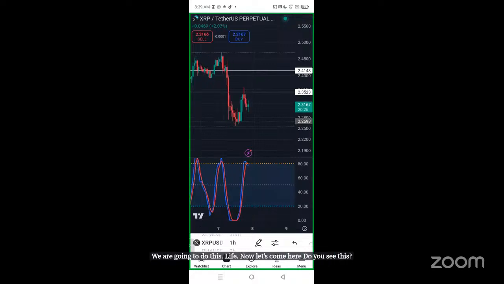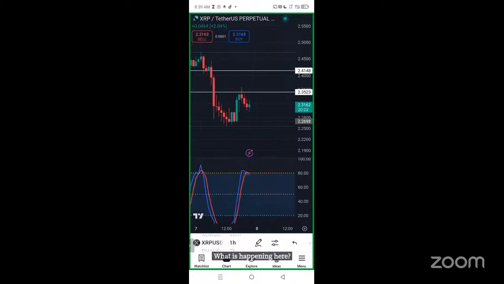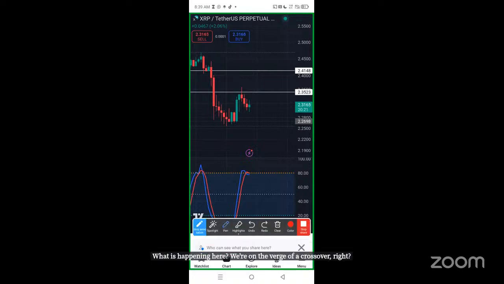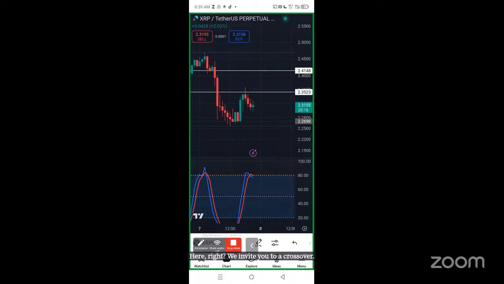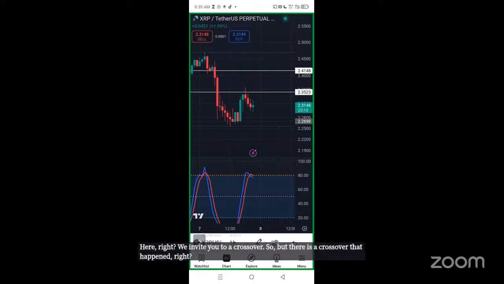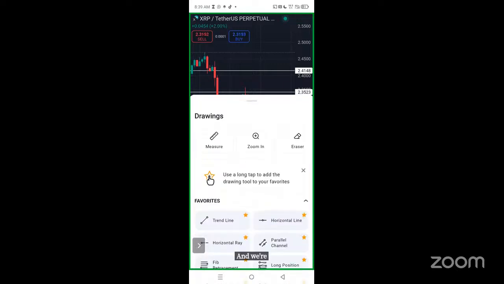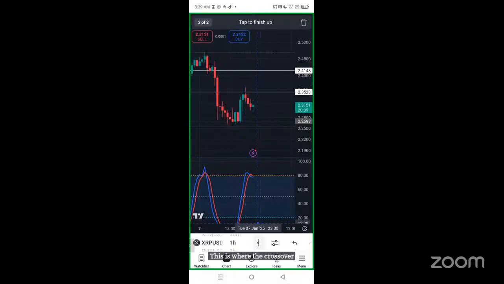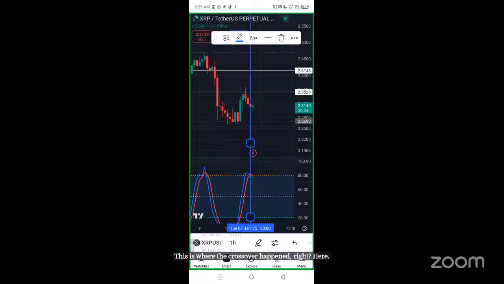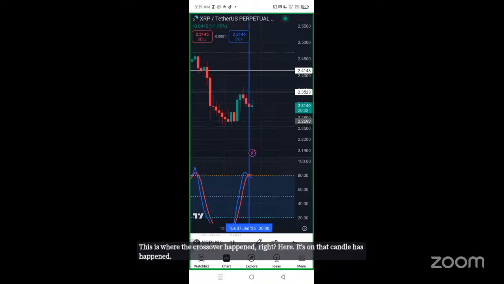What is happening here? We're on the verge of a crossover, right? But there is a crossover that happened, right? And we're going to pick this line. Let's just do that and we see. This is where the crossover happened, right? It's on that candle that the crossover has happened, right?